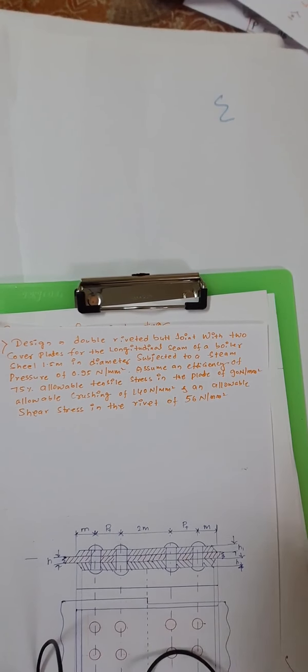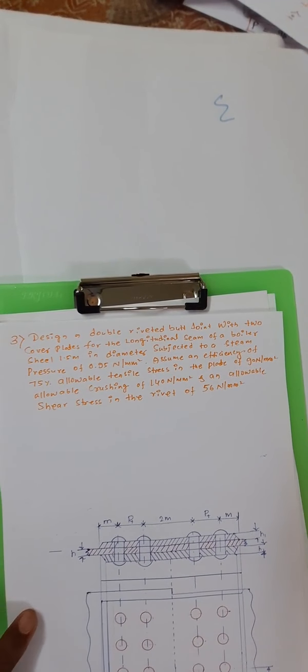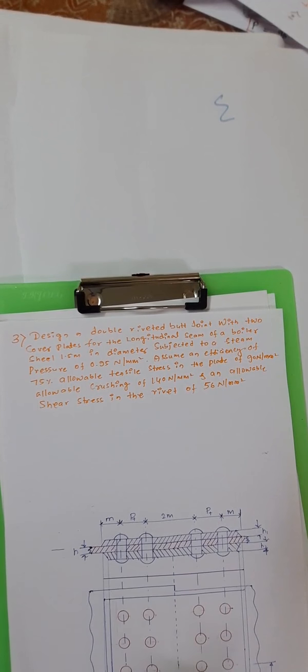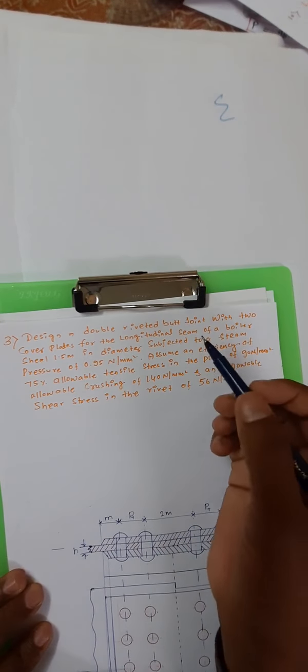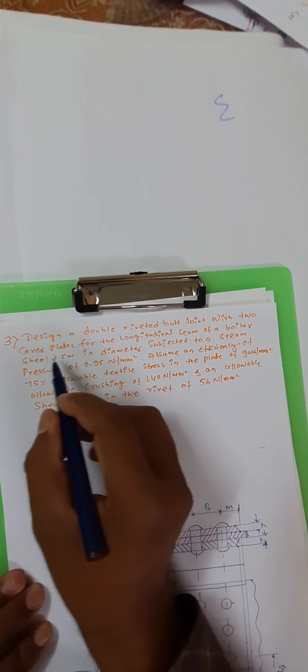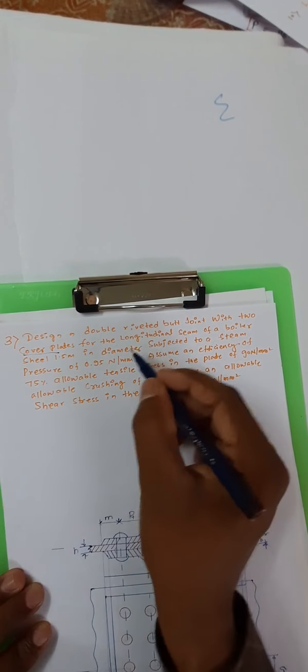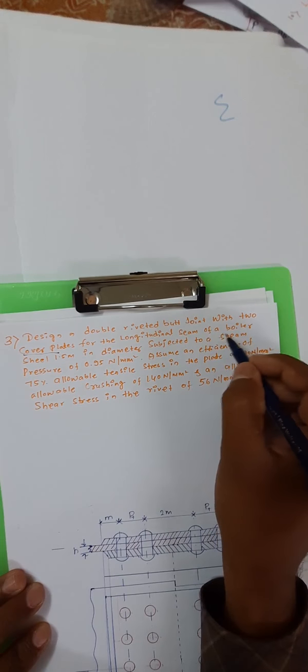Okay, now we will discuss one more very important problem which is based on the riveted joint. Now you can see here, first let us understand the given problem. A double riveted butt joint with two cover plates for a longitudinal seam boiler.